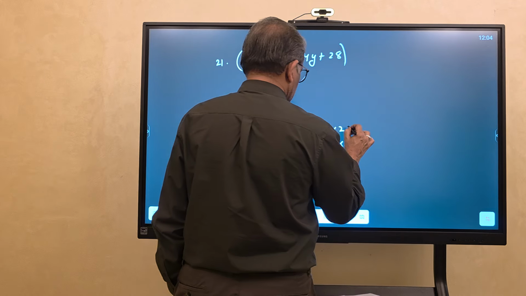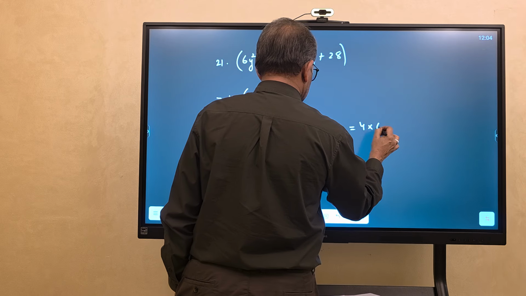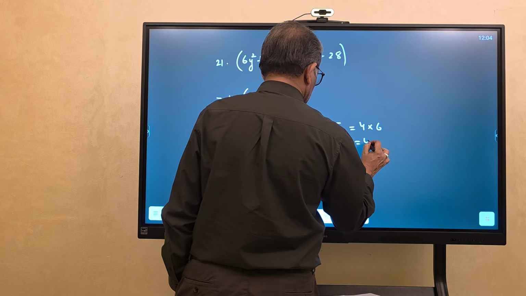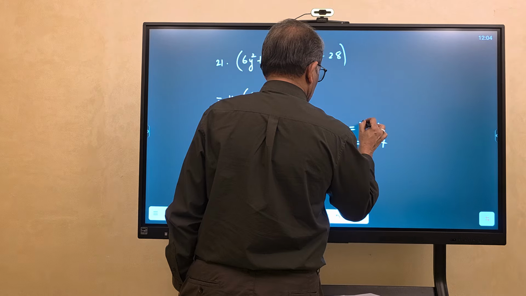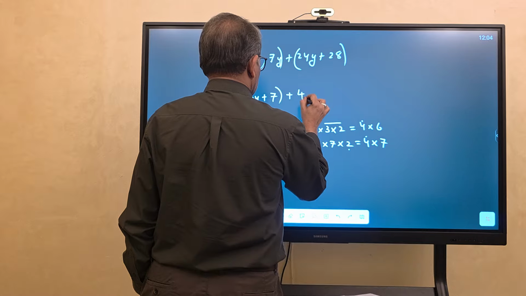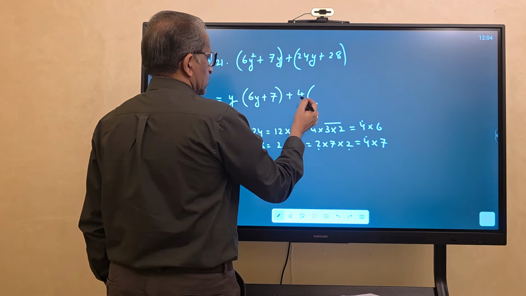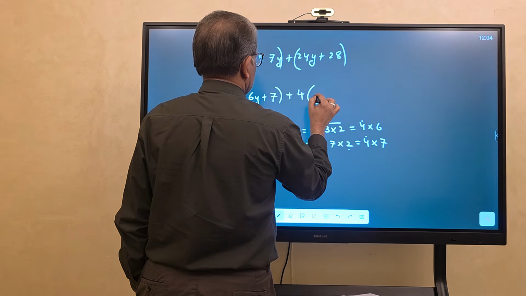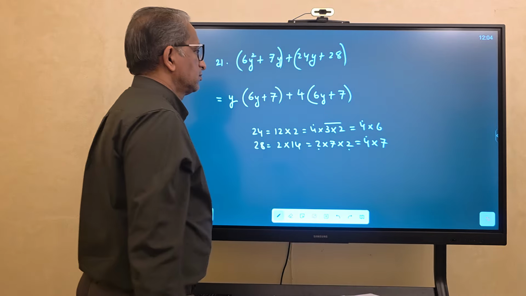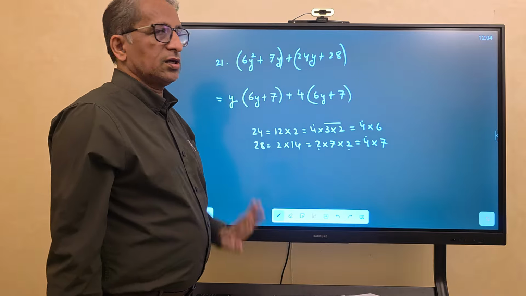Now you see what is common here. So 4 is common: 4 into 6, and 4 into 7. So if I take 4 out, because it is common in 24 and 28, what is left is 6y plus 7. See, 6 into 4, 24y, 7 into 4, 28.